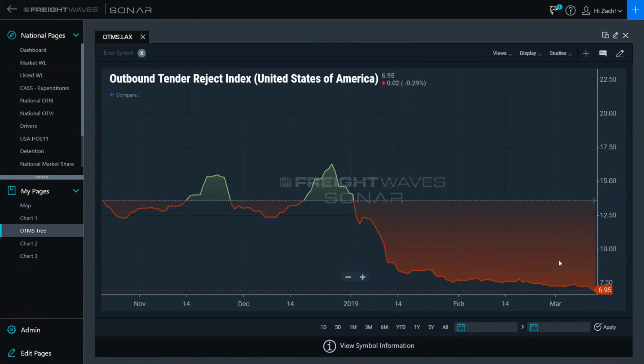How much of that activity stays with us has yet to be seen, but right now the market is really soft and really flat. We're thinking that rates are probably going to continue to be so here in the near term moving forward.